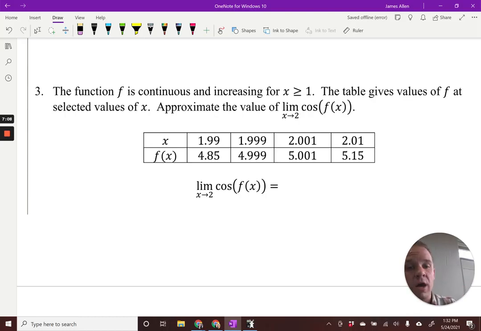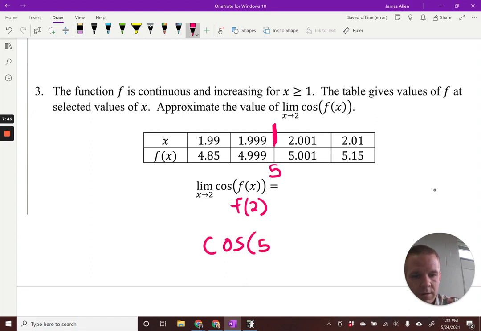Approximate the value of the limit as x approaches 2 of cosine of f of x. What does that mean? Well, that's basically saying, let's calculate the limit of f of x as x approaches 2 and take the cosine of that. So what would we get for f of 2? Well, we don't know if we can exactly evaluate it, but we can use this table here. And it looks like x is going to be approaching 2 right in here. Well, what is my y value approaching? It looks like 5. So now what I can do is take the cosine of 5. All right, that's calculated right there.